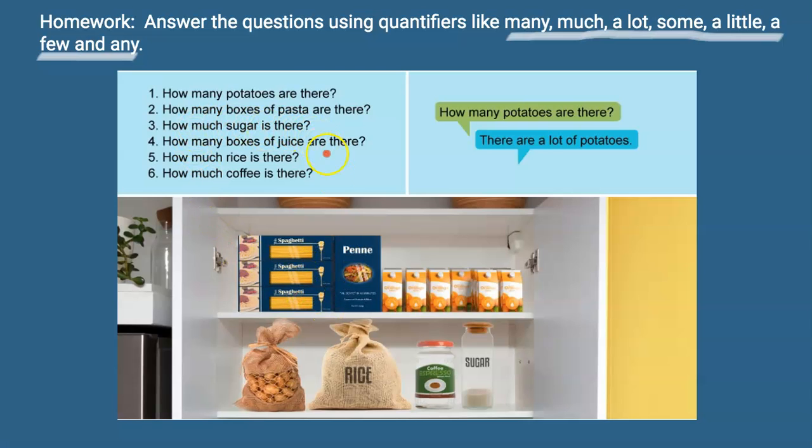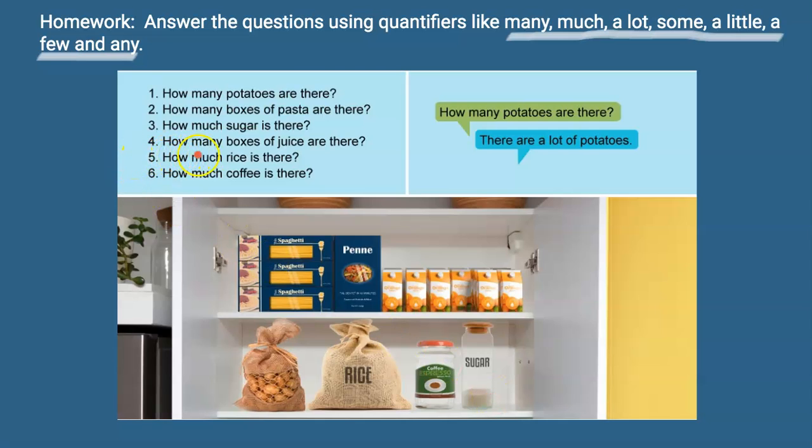So how many boxes of pasta are there? There are 4 boxes. You can say there are a few boxes of pasta in the cabinet. How much sugar is there? If you look at the jar of sugar, there is a little sugar inside the jar. You didn't say there is a few sugar. Maybe you can, but the best way to do it is to use little for the non-count nouns.